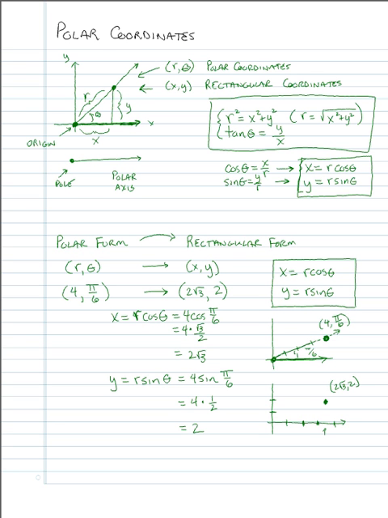Now, converting from polar coordinates to rectangular coordinates is relatively straightforward. But sometimes we get in a little bind if we're converting from rectangular coordinates to polar coordinates. So let's go through that on the next page.